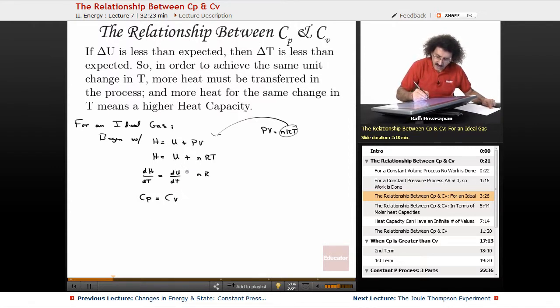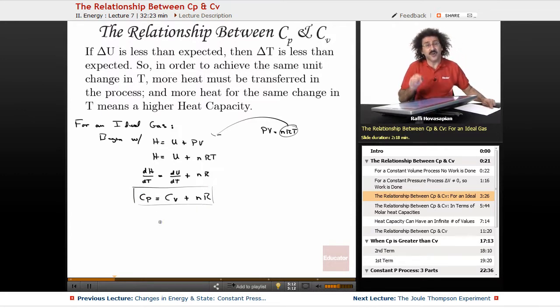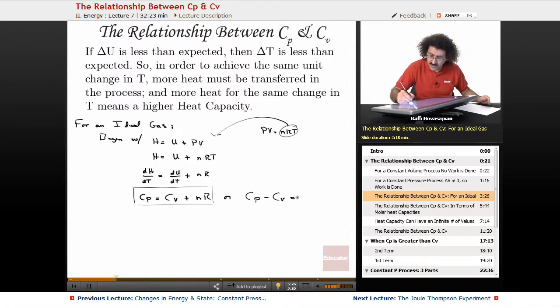Let's keep our equal signs and plus signs separate here. That's our relationship. For an ideal gas, its constant pressure heat capacity is equal to its constant volume heat capacity plus the number of moles times R. Or we can write it this way: Cp minus Cv equals nR.